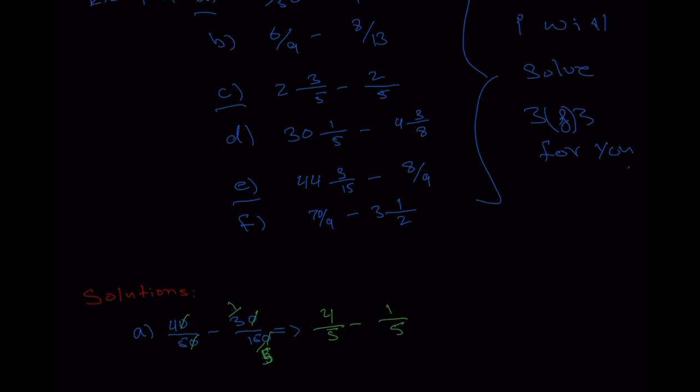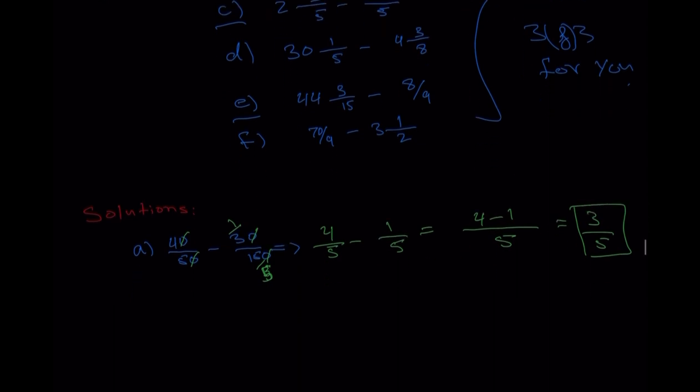15 goes into 3 five times. So we have the same denominator. We write down that one, and then we subtract the numerators. 4 minus 1 will give me 3 over 5. So that's my difference between these two fractions.